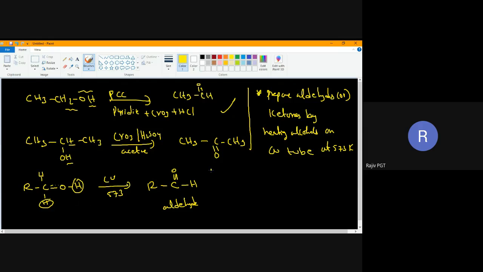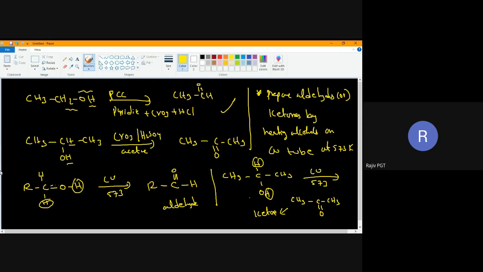Suppose we try it with a secondary alcohol, CH3CH(OH)CH3. Same copper and heat at 573 K. Remove one hydrogen from here and one hydrogen from here, and place a double bond between these two. So I'll get CH3 C double bond O CH3. I got a ketone. We have already studied that primary alcohols give aldehyde and secondary alcohols give ketone.